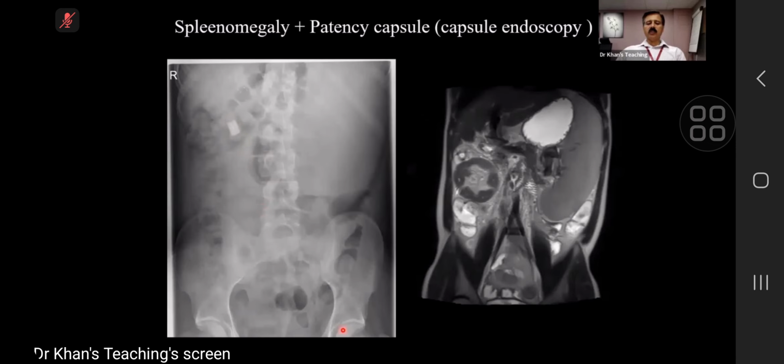And if there is a stricture and they have done capsule endoscopy, then they will have to do surgery because of that. So I just wanted to show you, because in this era these are being used very often, so all candidates should know the concept behind it. Patency capsule.